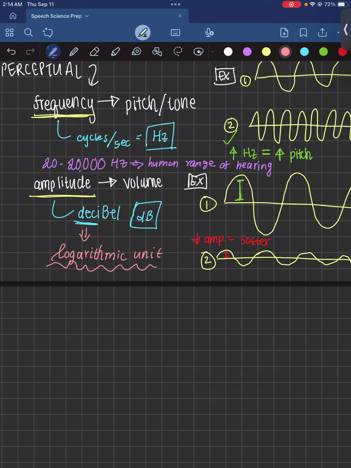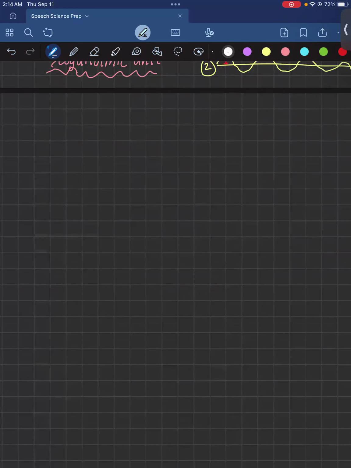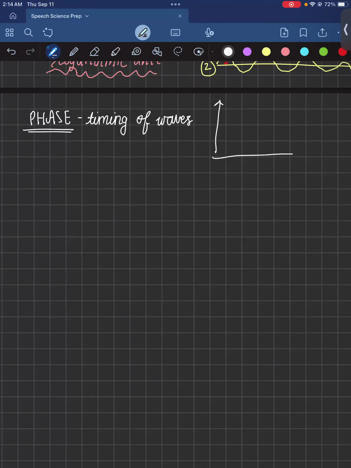Let's see what else to talk about. How about I move on to the timing of waves? So the timing of waves boils down to what we call phase. Okay. Basically, let me just show you quickly what I mean when I say timing.